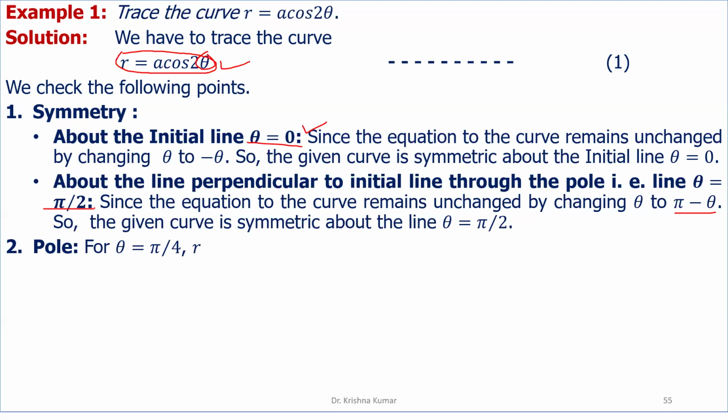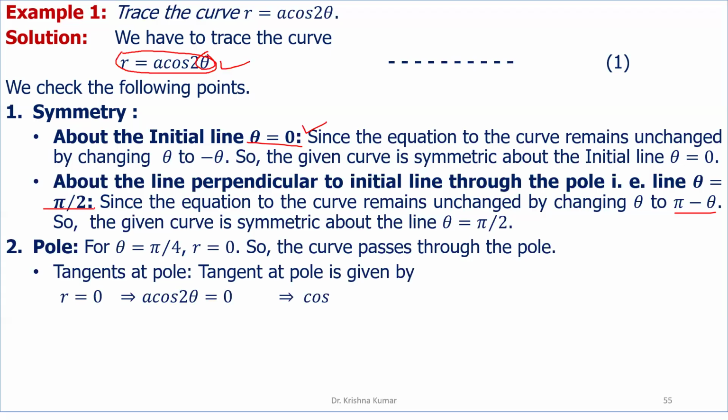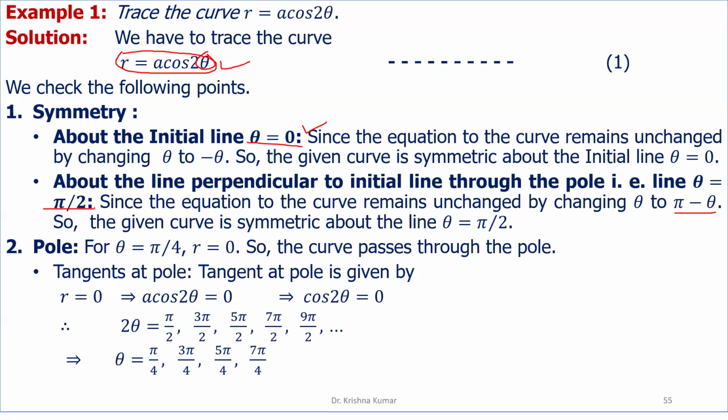Second thing, about the pole: for theta equal to pi by 4, r equal to 0, so the curve passes through the pole. What is the tangent at the pole? The tangent at the pole is given by r equal to 0, which implies a cos 2 theta equal to 0, which means 2 theta equal to pi by 2, 3 pi by 2, 5 pi by 2, 7 pi by 2, 9 pi by 2, and so on. So the values of theta are pi by 4, 3 pi by 4, 5 pi by 4, 7 pi by 4.